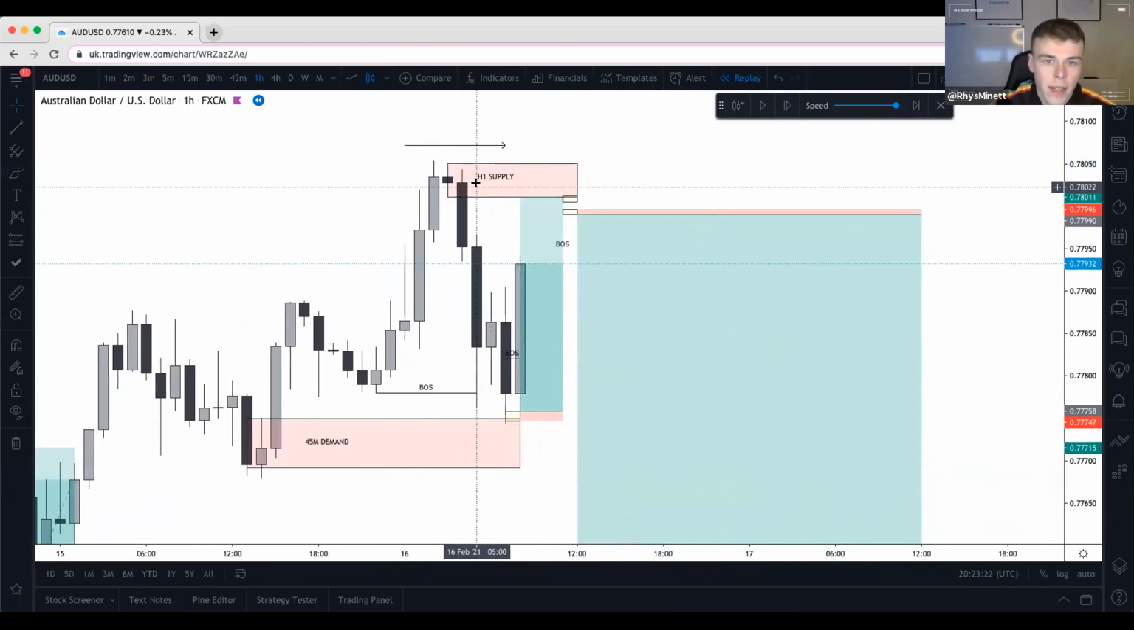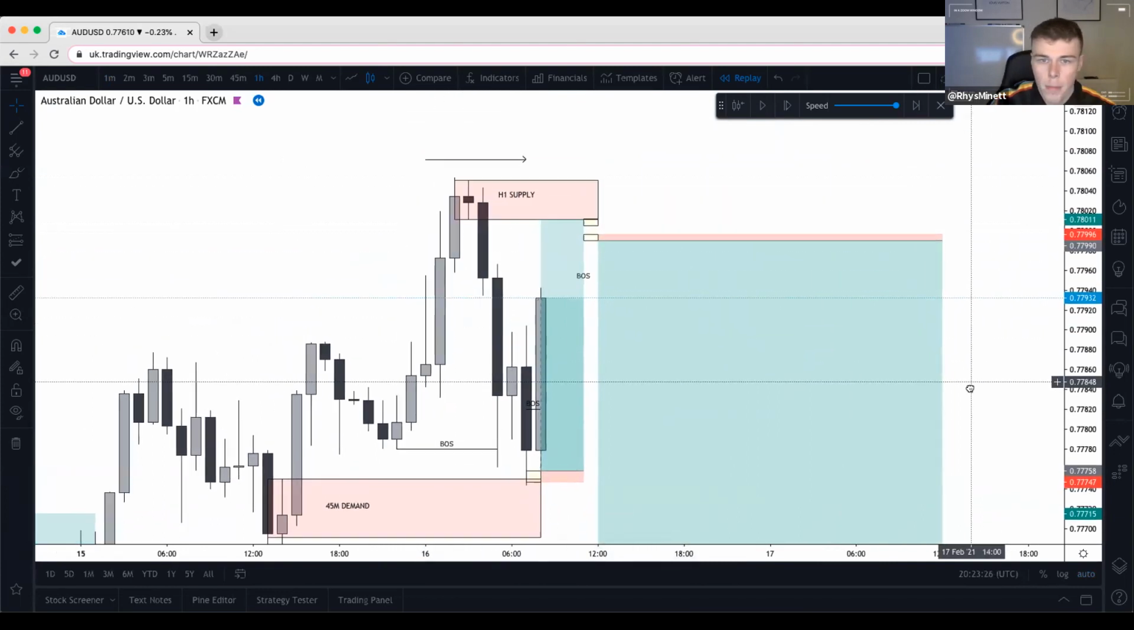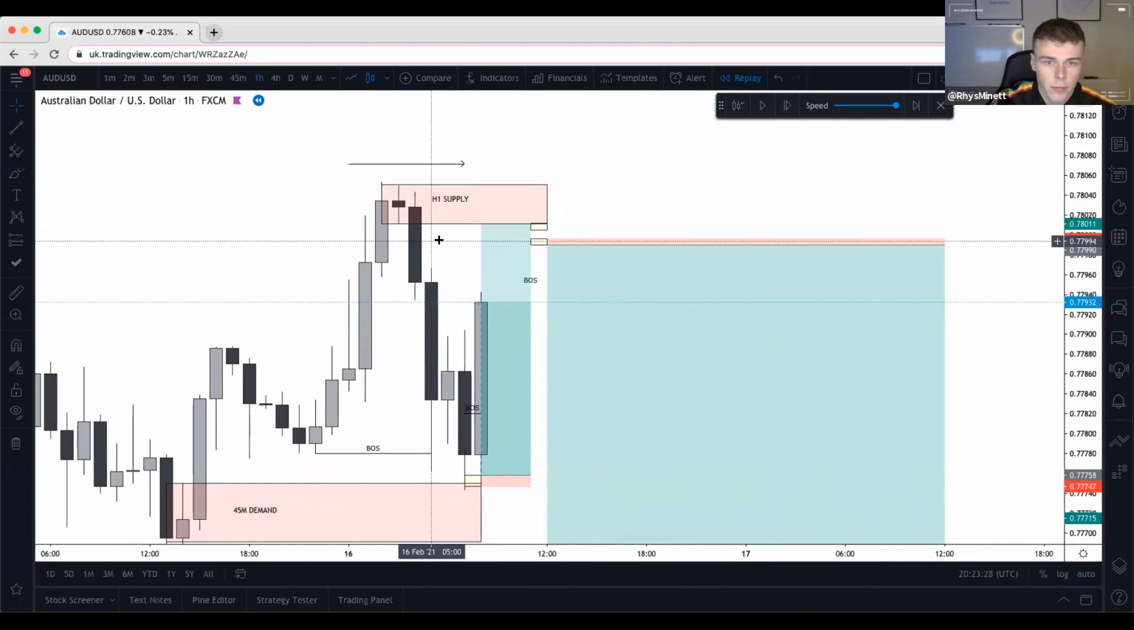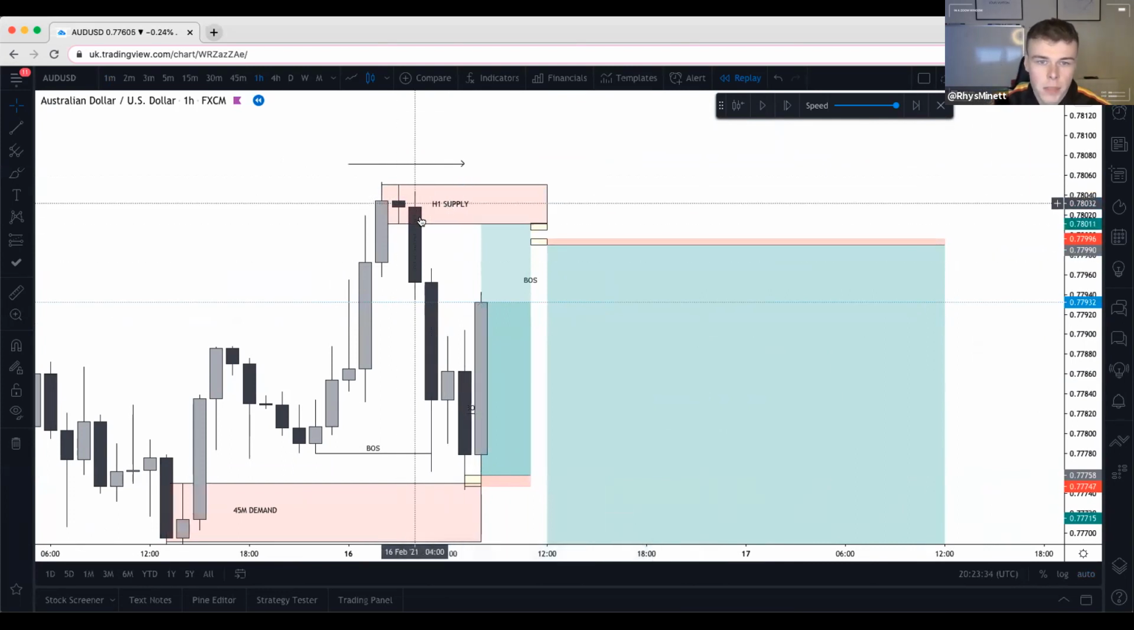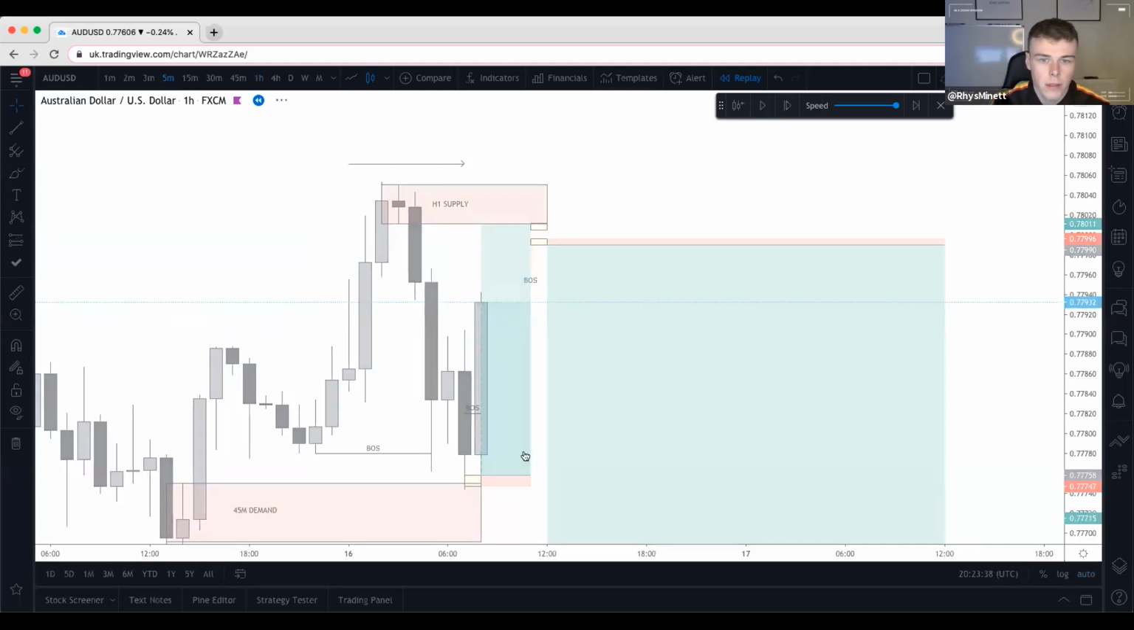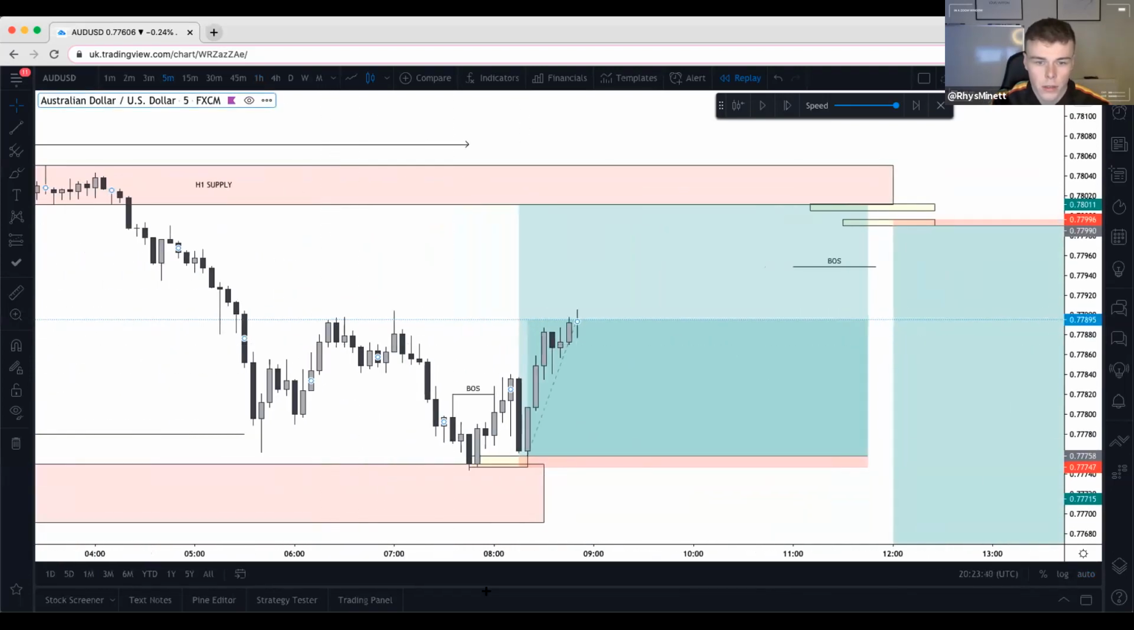So we've identified another point of interest on the hourly time frame. Let's mark this out. This is our 1 hour supply, so a 1 hour selling point of interest. This is where we can use to take profits. Let's drop the time frames and show you guys what happened.